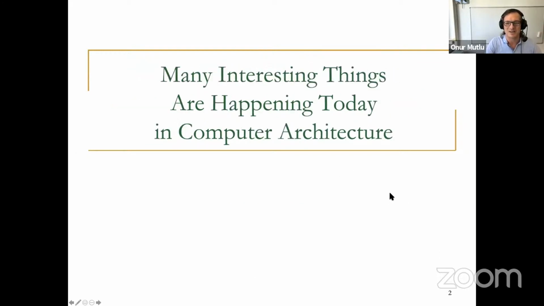Okay, so as I mentioned yesterday, we were talking about many interesting things that are happening in computer architecture. And I've given you some examples yesterday on machine learning accelerators, processing in memory, genomic accelerators, non-volatile memory. And today we're going to continue that a little bit. And these are all topics that we're going to go in depth in the course. I'm giving you some higher level perspective right now so that you can get a broader perspective before we go deeper in each topic in this course.